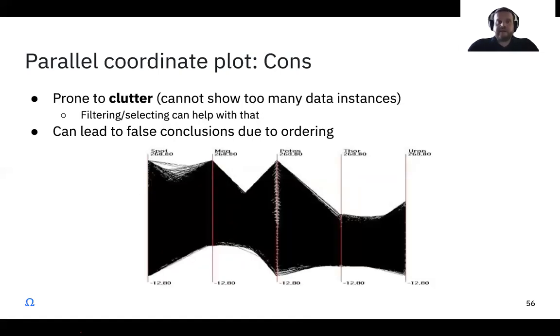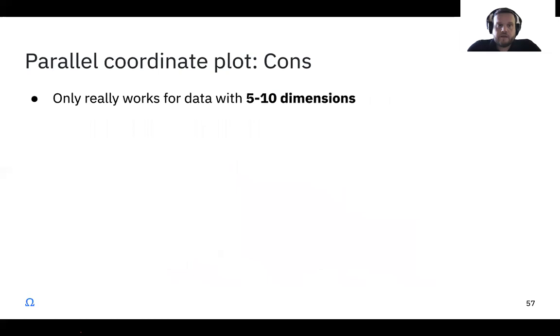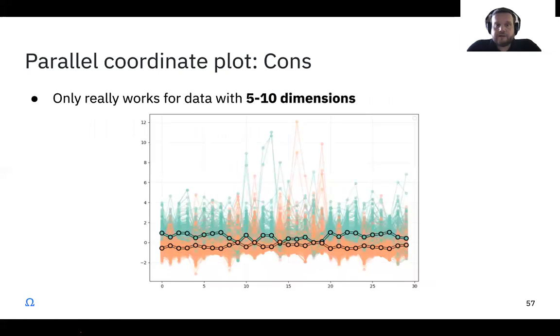The main con is that parallel coordinate plots are very prone to clutter. So you cannot show too many data instances. You will need some filtering and selecting, and sometimes it can lead to false conclusions due to the ordering. So you know, it's a bit of a double-edged sword. And also, it only really works for data with 5 to 10 dimensions.